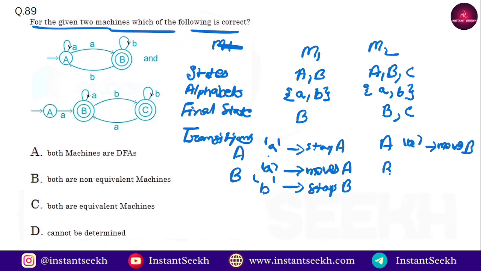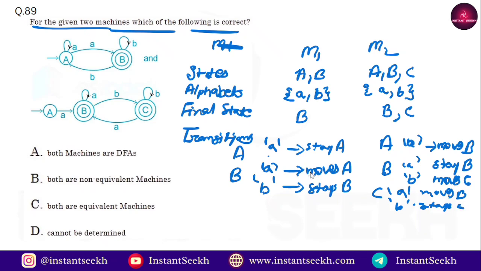From B, A stays at B, B moves to C, and from C for A, B: A moves to B, and B stays at C.